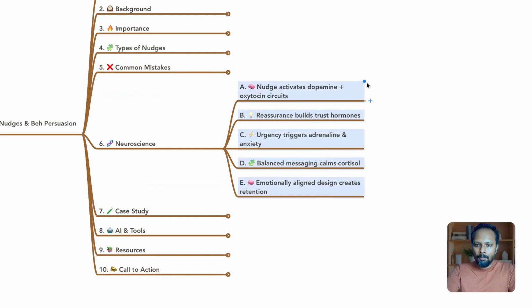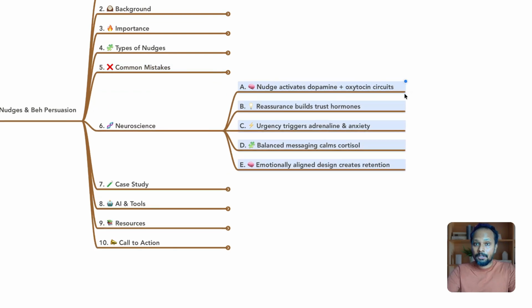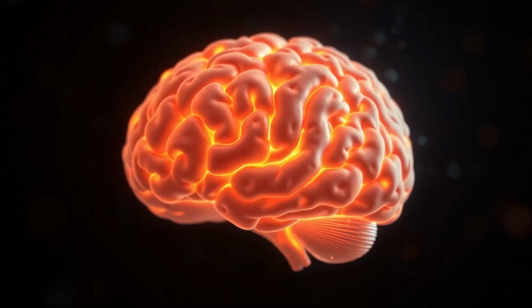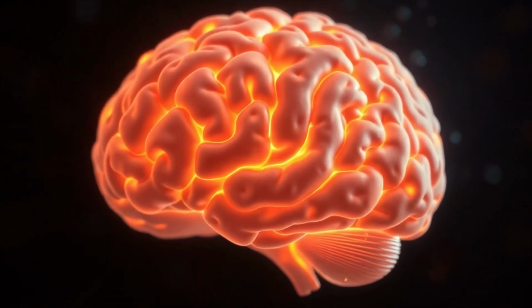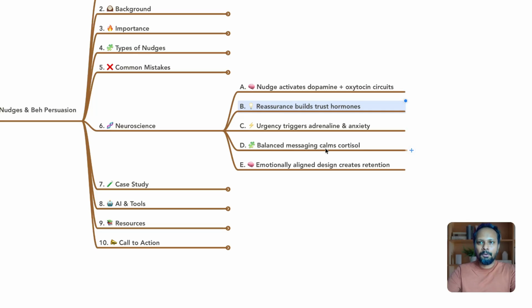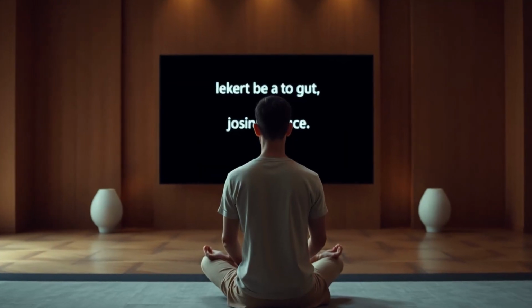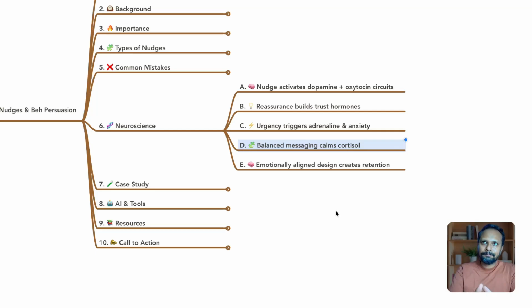Nudges activate dopamine and create the oxytocin circuit inside your brain. It reassures the brand and builds trust using that hormone. Yes, this is very, very important. You feel very happy, motivated, oxytocin is produced, and then you naturally build trust for the product. Urgency triggers adrenaline and anxiety. Balanced messaging calms cortisol. When you have a nudge in a more balanced way, you balance people's emotion and it calms the cortisol levels as well, right?